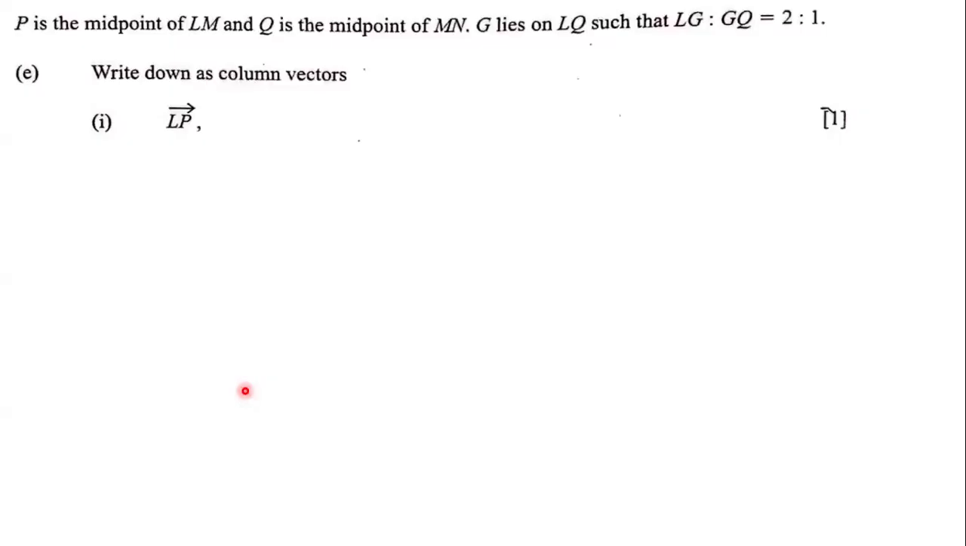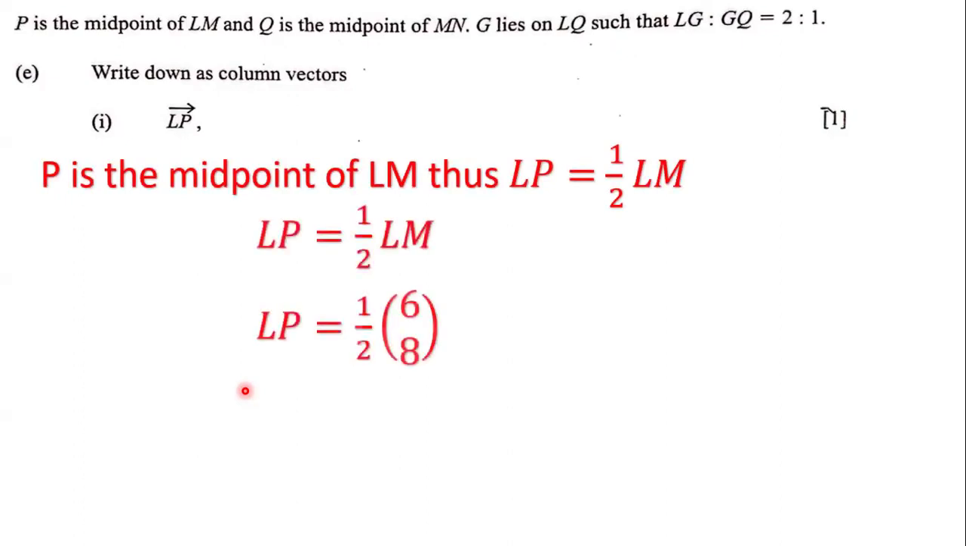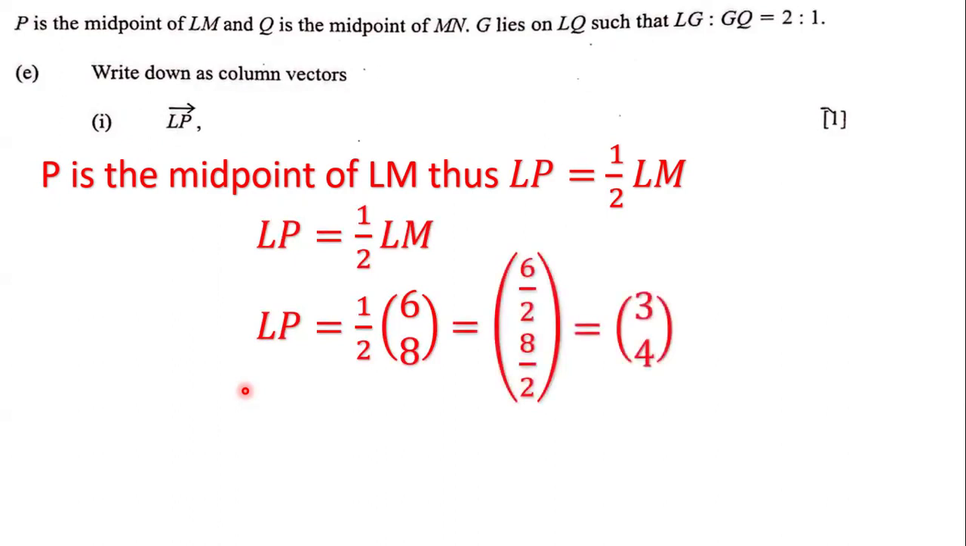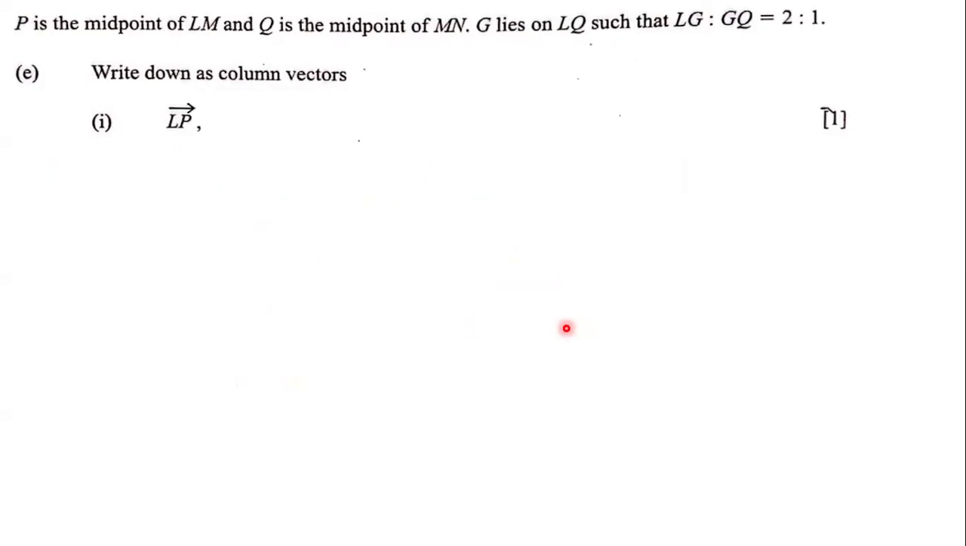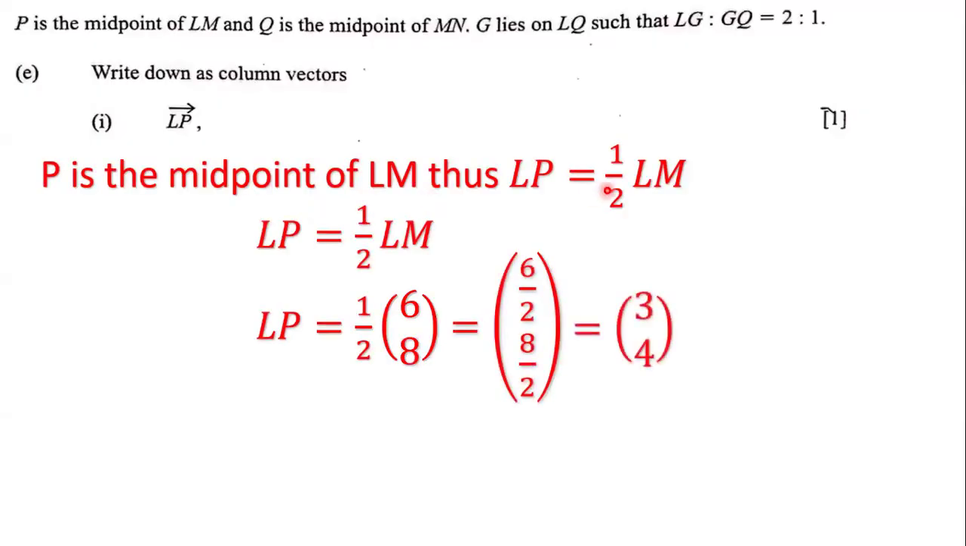And so the column vector LP is... I showed you how you could do it graphically, just by doing 1, 2, 3. That's 3 right there. And then 1, 2, 3, 4. And then your answer is still (3, 4). But I did it a different way.